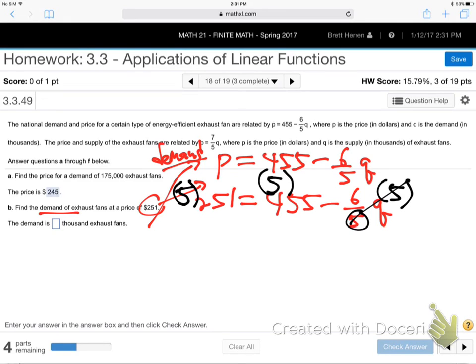You've got to do equal treatment. Whatever you do to one side, you do to the other, to all the terms. If they were equal before, treat them the same and they'll still be equal. Then 5 times 251 is 1255. And 5 times 455 is 2275, minus 6Q. Notice the 5s are gone. That's why I did it, to get rid of the fractions. I'm not done yet, but the rest will be easy now that I don't have fractions. Everybody see that first step?